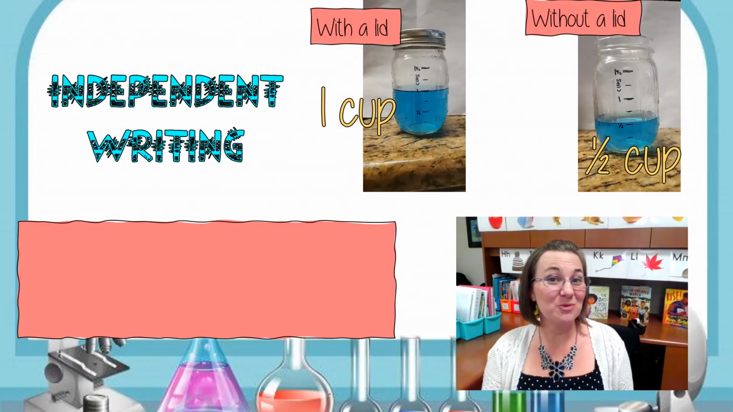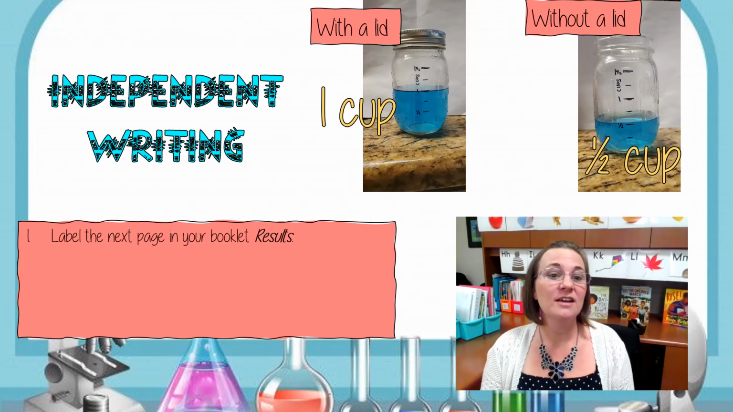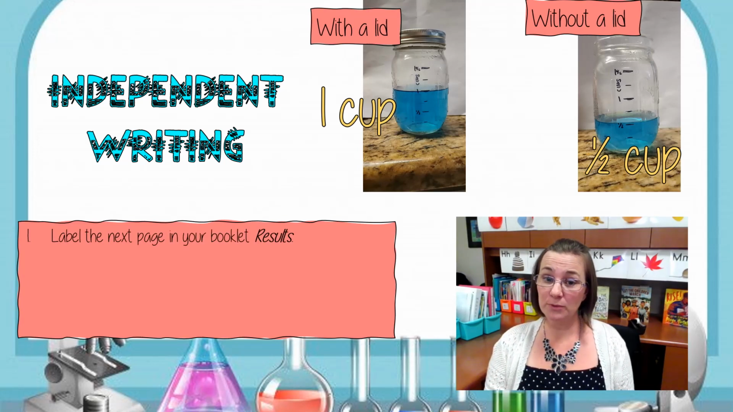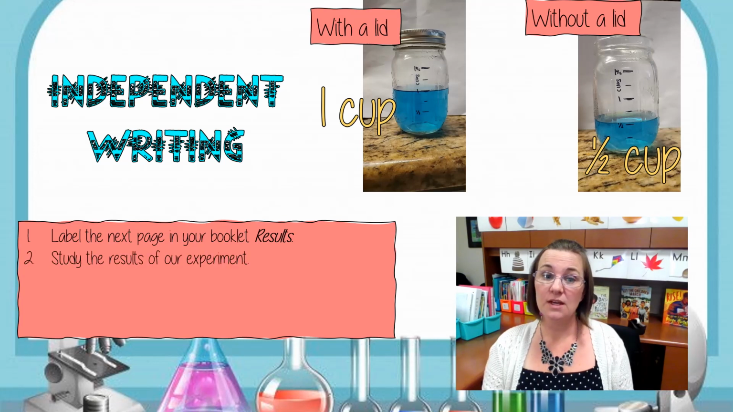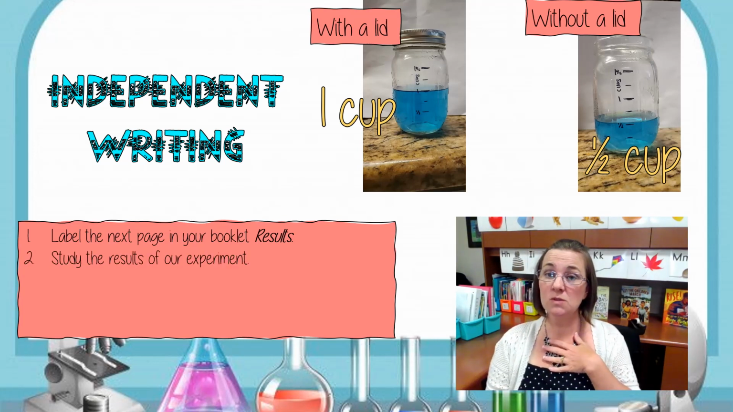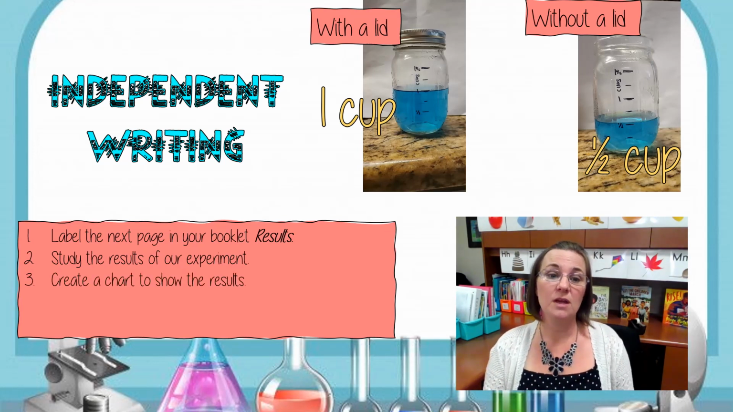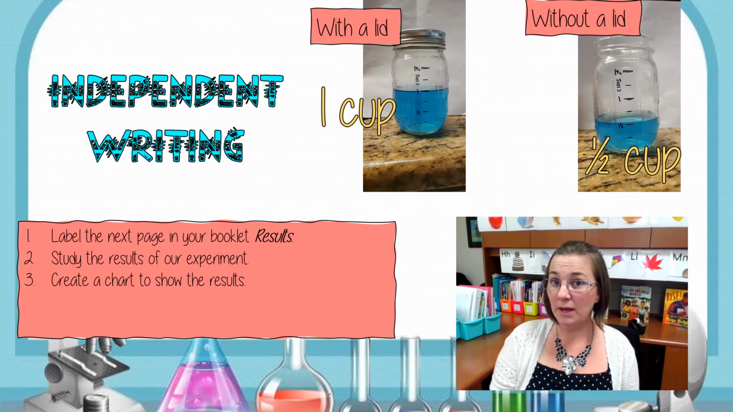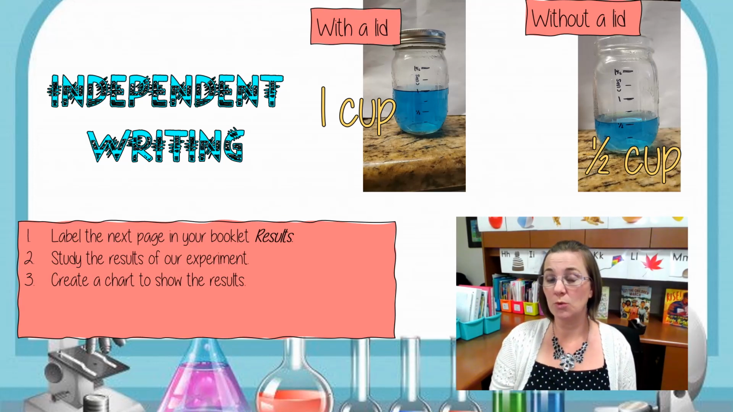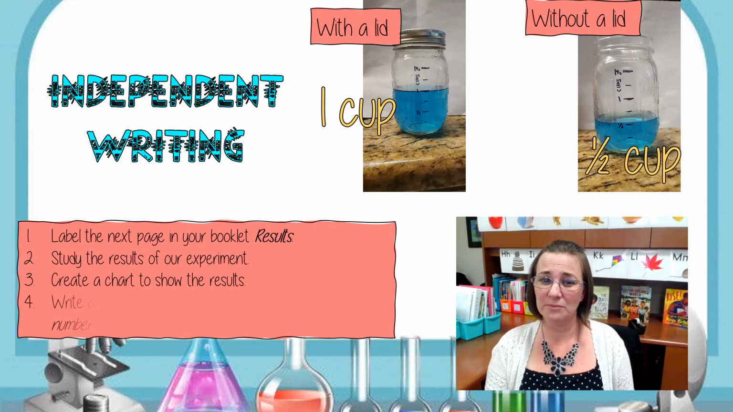Okay, writers, you know what time it is. Your turn. Here's your job during independent writing. You're going to label the next page of your booklet Results. You're going to study the results of our experiment. You can study my results, or if you did this experiment at home, you can study your results. Create a chart to show the results. Remember how I created my chart and use that to help you create your chart. You can always re-watch this video if you need help remembering.